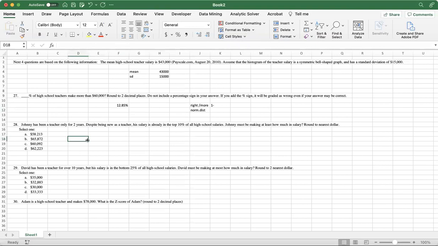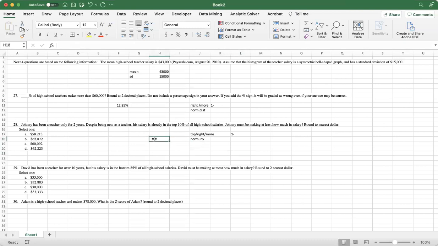So 28 says, Johnny has been a teacher only for 2 years. Despite being new as a teacher, his salary is already in the top 10%. So Johnny must be making at least how much? So again, because we're looking at the top 10%, top is the same as right or more than. So that means we need to do 1 minus. Since we are given a percentage and we're looking for an x value, that means we're going to be using norm.inverse. So let me just repeat that again. Because we're given a % and we're looking for an x value, we use norm.inverse.